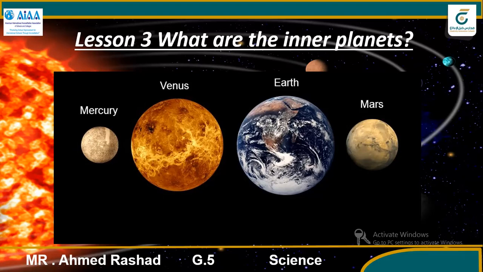So we have 4 kinds of inner planets. Mercury is closest to the Sun, after that Venus and Earth, our planet, and Mars, which is the last planet in the inner planets.